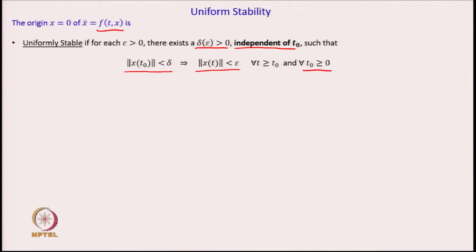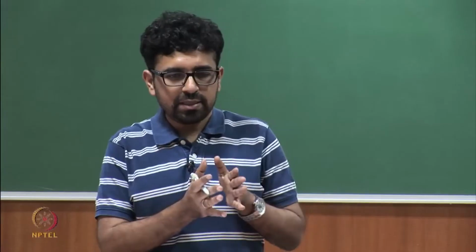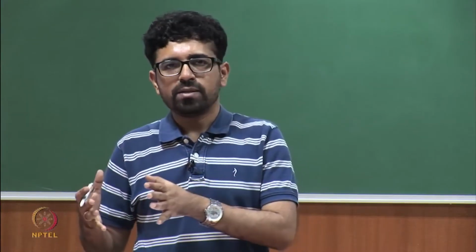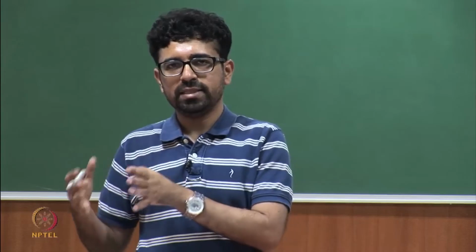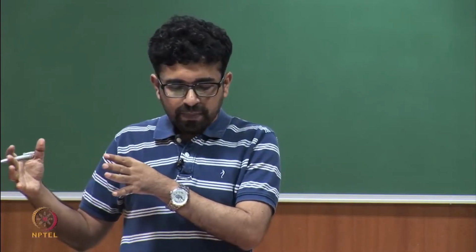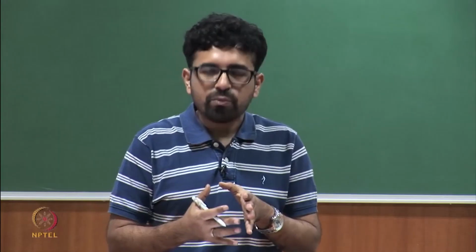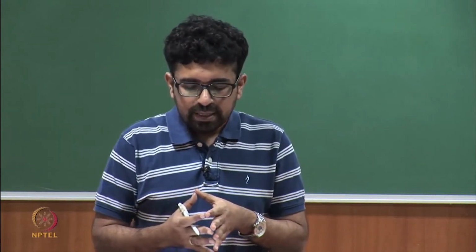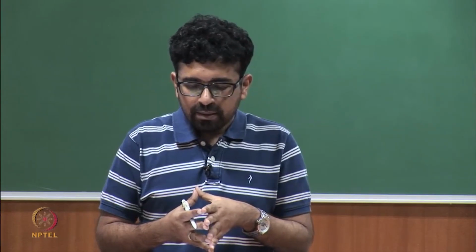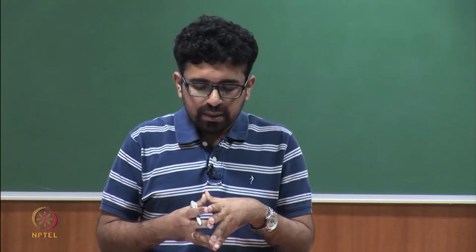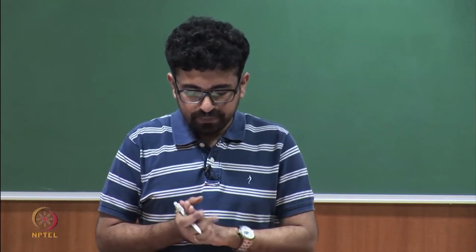So, the important thing to note here is that the delta that we have used here is independent of the initial time t naught. In general, for non-autonomous systems, the stability behavior is also dependent on the initial time. That is, if we start the system at some initial time, it will have some stability behavior. If we start the system at some other initial time, it will have some other stability behavior. When we say that an equilibrium point is uniformly stable, what we mean is that the stability behavior is independent of the initial time.